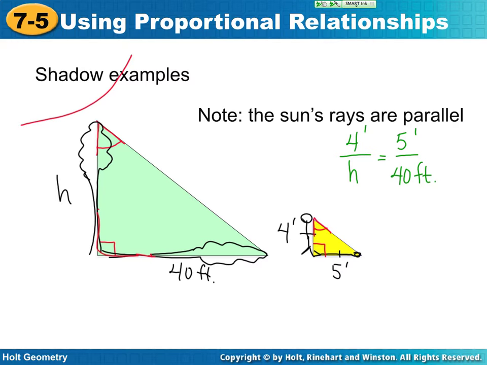Okay, so typically they're going to be saying a nearby thing is measured. All right, so did I set it up right, guys? 4 feet would be compared to the height of the tree. Yeah. And 5 feet compared to 40 feet, the shadows compared. Okay, cross multiplying, 160 equals 5H. What's 160 divided by 5? 32. So the height of the tree was, in this case, 32 feet.